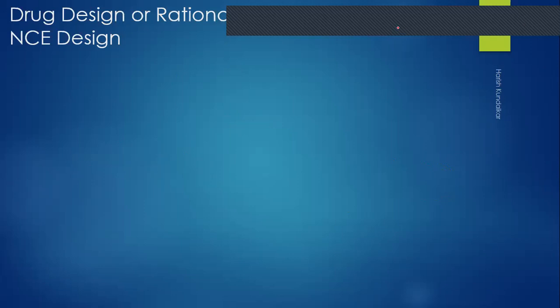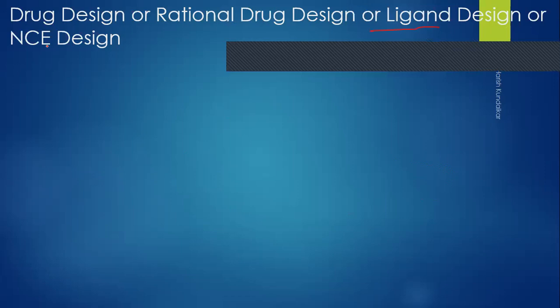Now, next we are going to start with drug design, which is also referred to as rational drug design or ligand design, or NCE, that is novel chemical entity design. So drug design, rational drug design, ligand design, or NCE design is the next topic that we are going to deal with, and we'll do it in our next lecture. Right now we have finished the basics, the background required to understand drug design in detail. So in our further lectures, we are going to talk about drug design. All right.